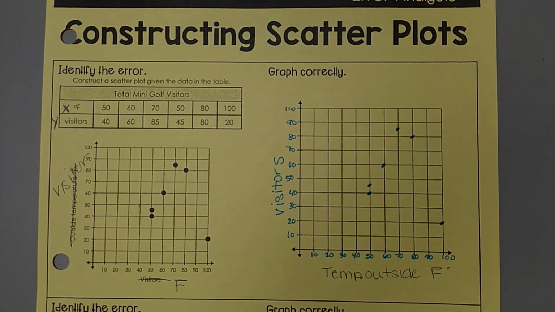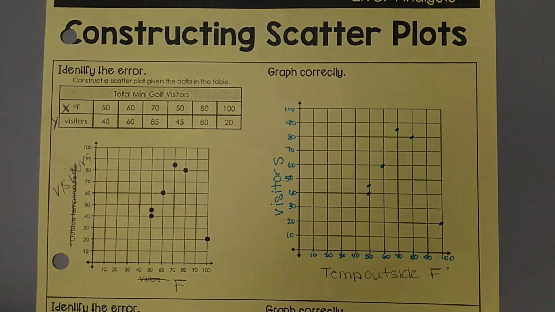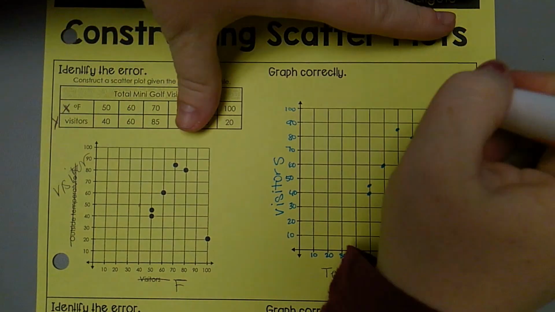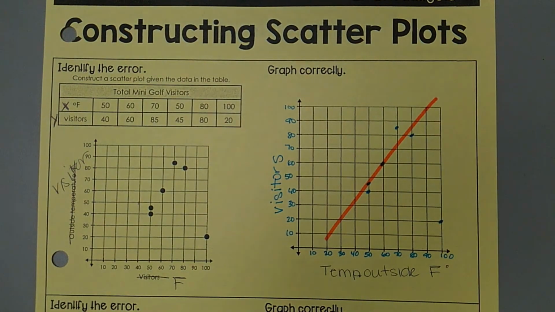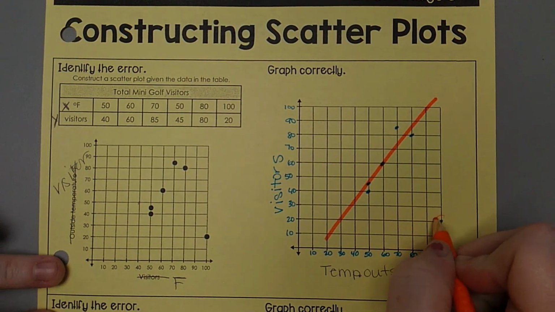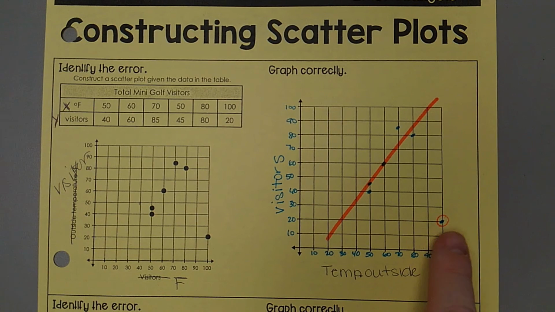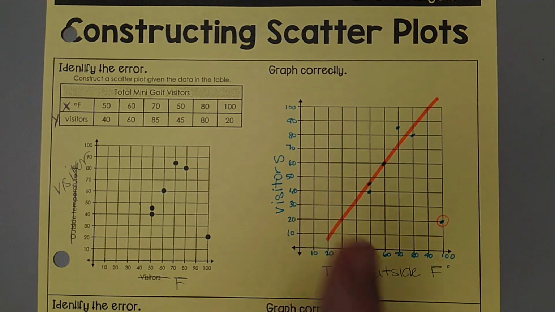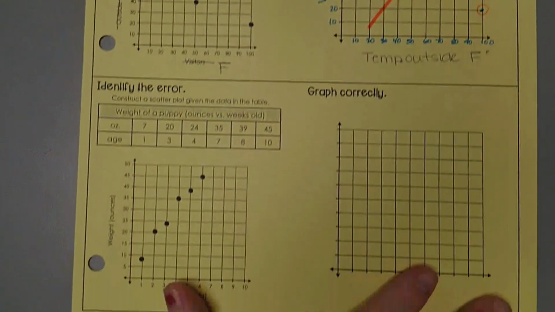So overall, we have positive. We have this weird one out here. It's called an outlier. We haven't talked about that yet, but that's what that is. It's an outlier. It's because it's not near our line. It's not by anything. It is out by itself. Next one.